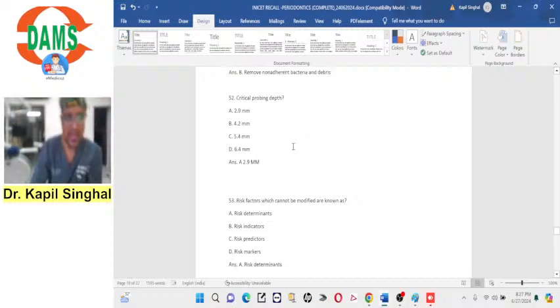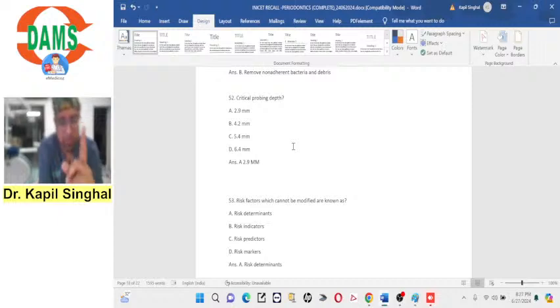Okay, next question is critical probing depth. Please remember, critical probing depth is ideally the depth. Suppose I talk about scaling, this concept was given by Lindhe, and according to him, if we do scaling in patients who have less than 2.9 mm of probing depth, it will lead to further attachment loss. So this is critical probing depth.